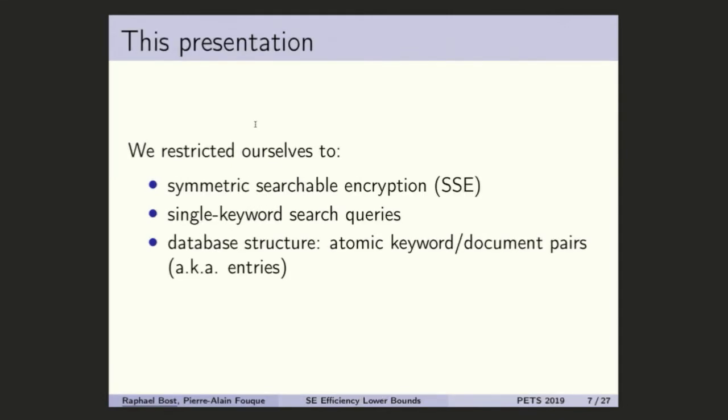And another important thing is that we suppose that the encrypted database structure is very specific. We suppose that you deal with some kind of atoms that are keyword-document pairs. So this information cannot be split. So you don't have some kind of weird encoding of your database. And if you're familiar with the oblivious RAM literature, we are in the model called the balls and bins model. So balls are the entries and the bins are the locations where the entries are stored.